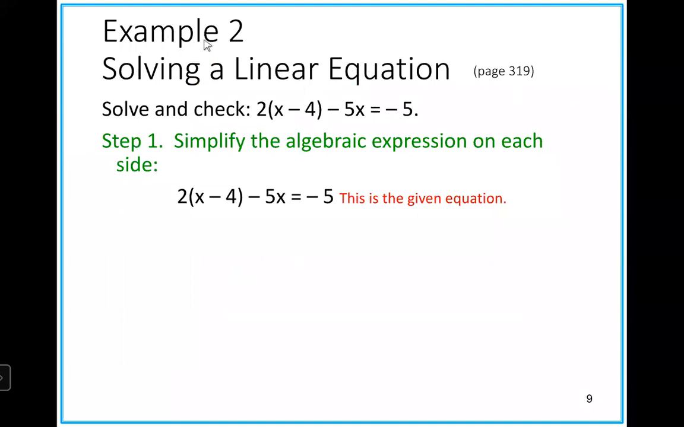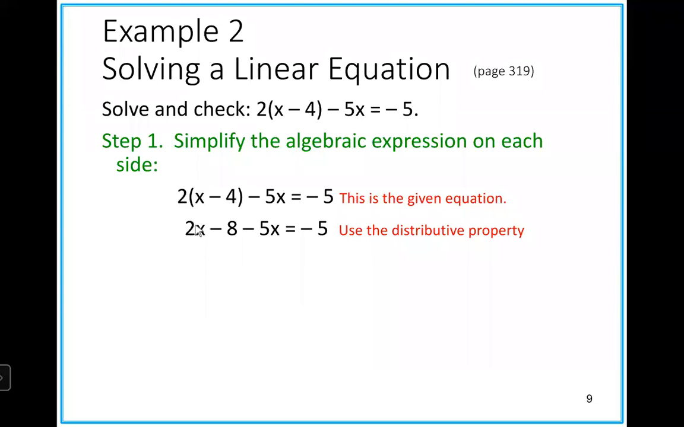So in this second example, you are asked to solve 2 times x minus 4 minus 5x equals -5. So here we have a grouping, we have brackets. So before we can begin to solve, we have to deal with the brackets. This is the equation we're given right here. So to remove the brackets, we're going to distribute the 2. We're looking at the distributive property.